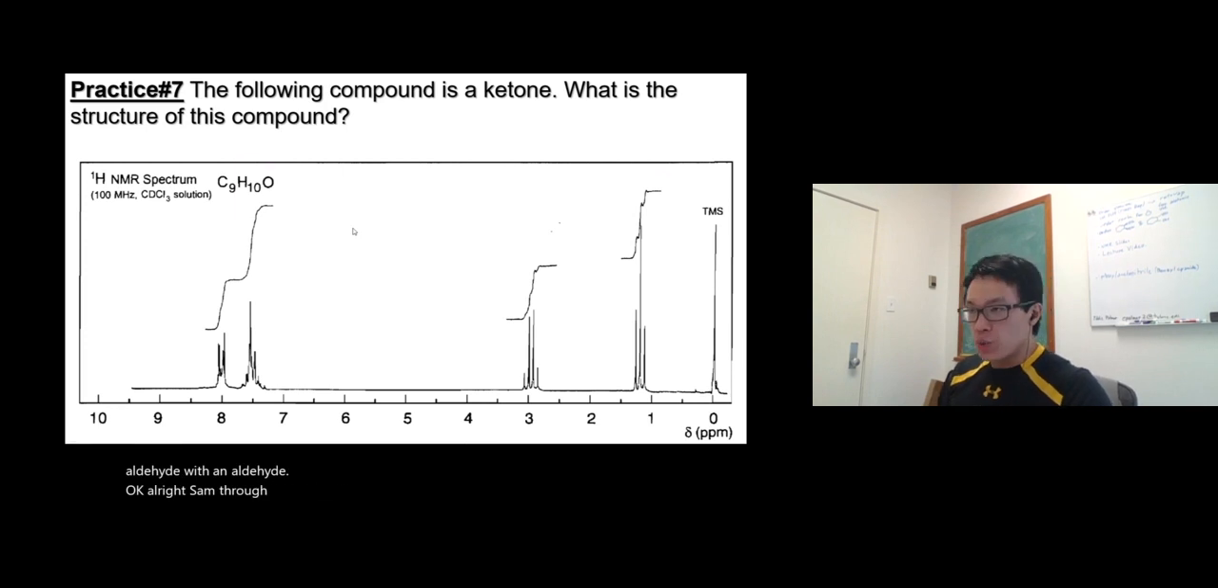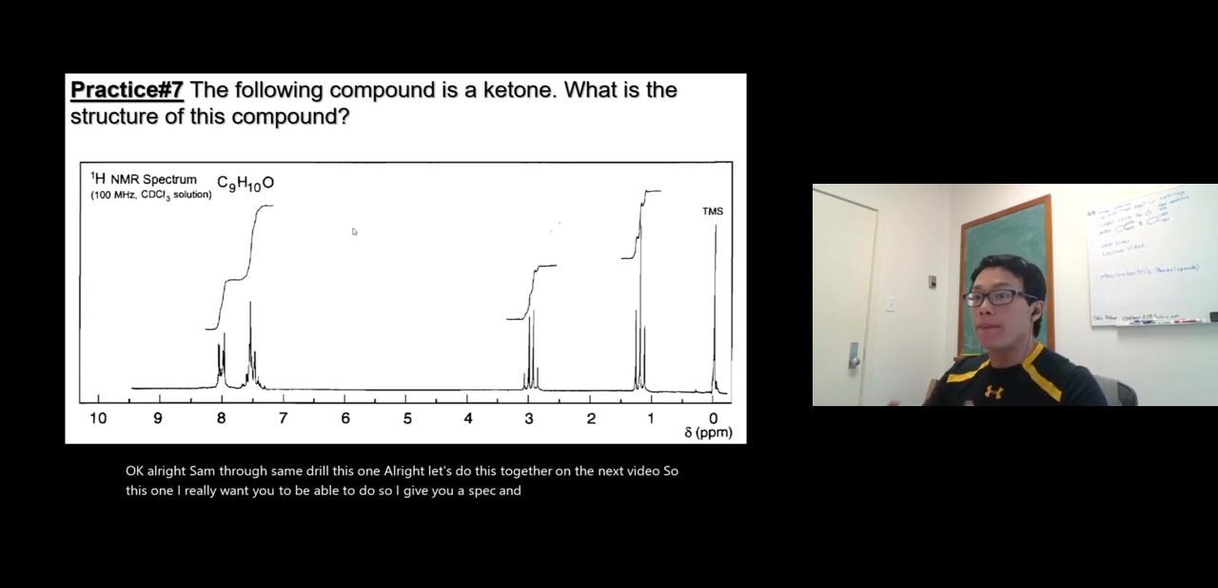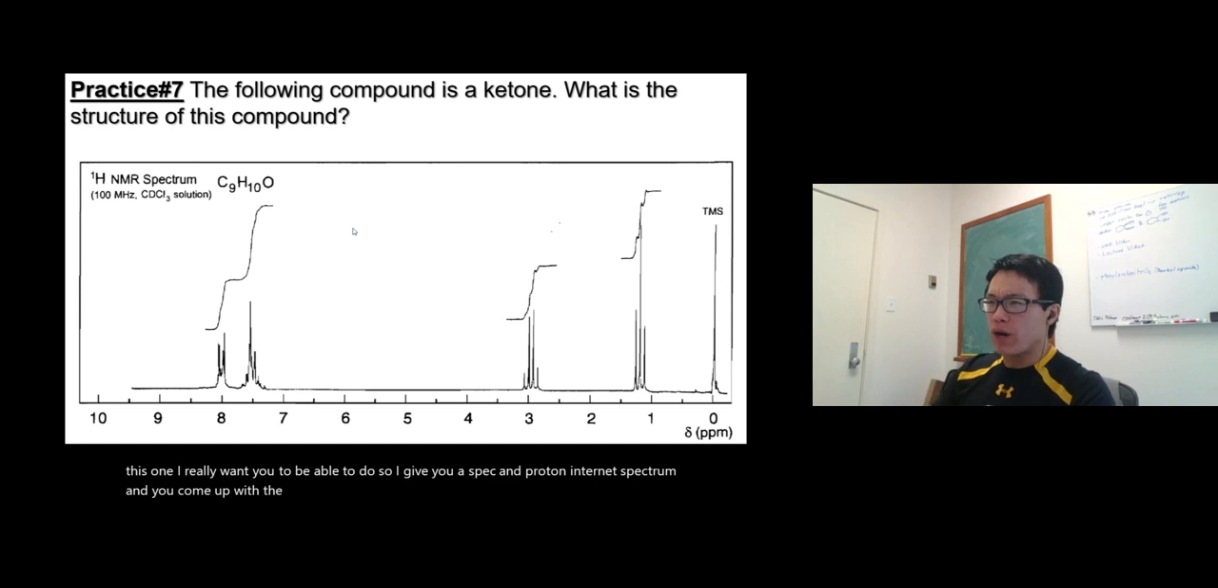This one, let's do together in the next video. This is one I really want you to be able to do. I give you a spectrum, a proton NMR spectrum, and you come up with a structure. And I have one more, which is a full spectrum, where you could get proton, carbon NMR, and IR later.